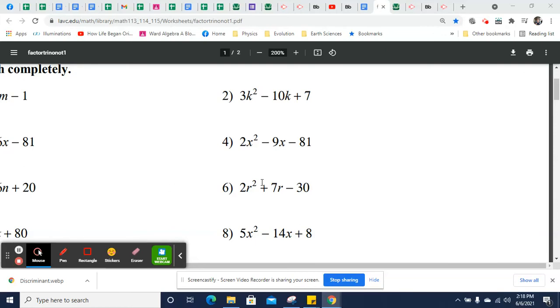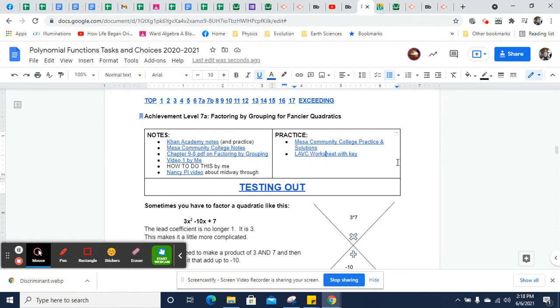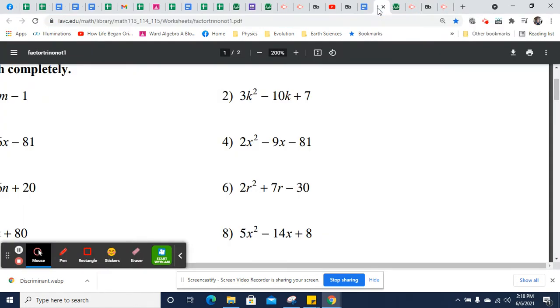Hi, this is Mr. Ward, and I've been noticing a number of people bogged down in level 7A, so I'm going to do a video on simply how do I do this. I'm going to pick a few problems from this sheet, which is one of the sheets listed here. It's the LAVC worksheet with a key, and let me get to it. There it is. And I'm going to go ahead and work some problems.